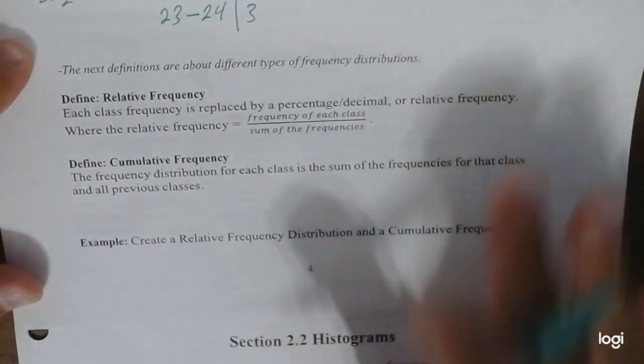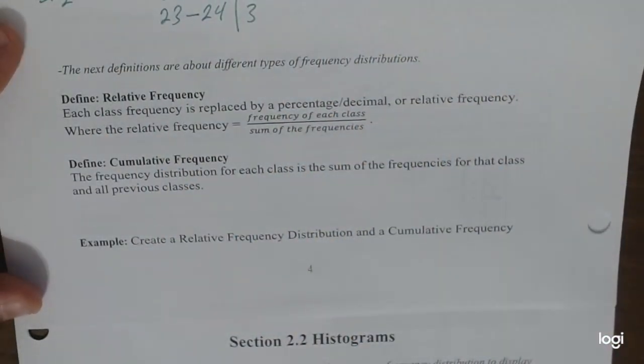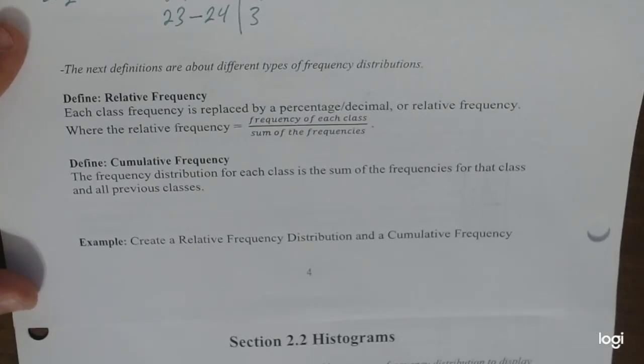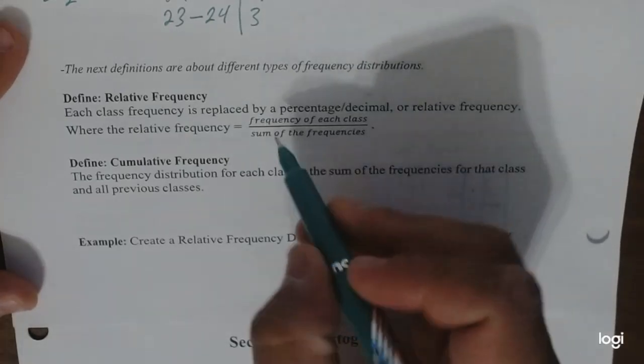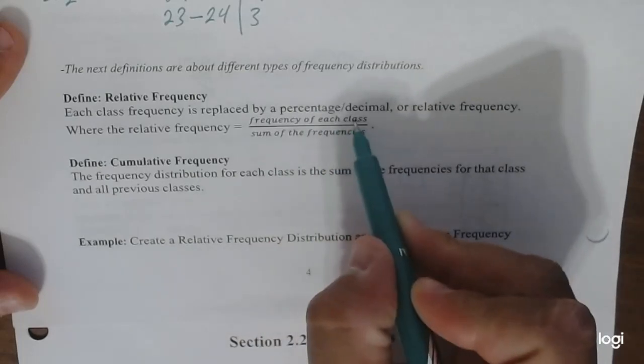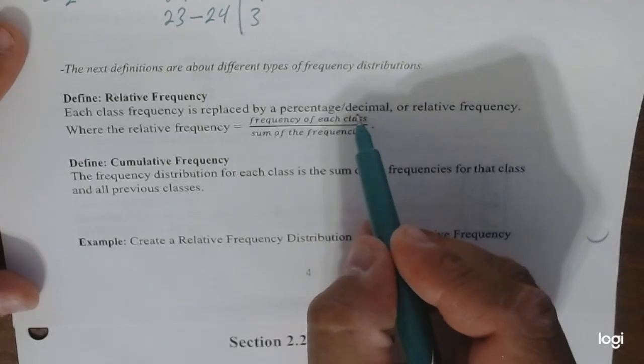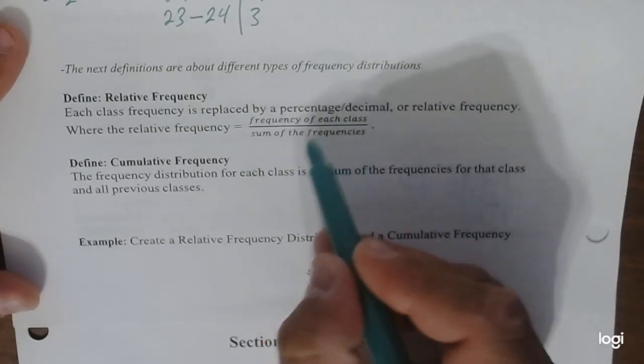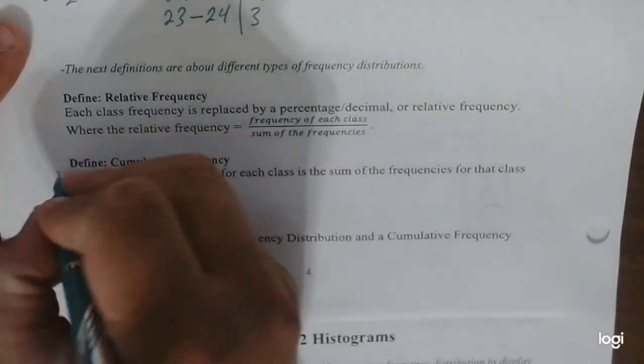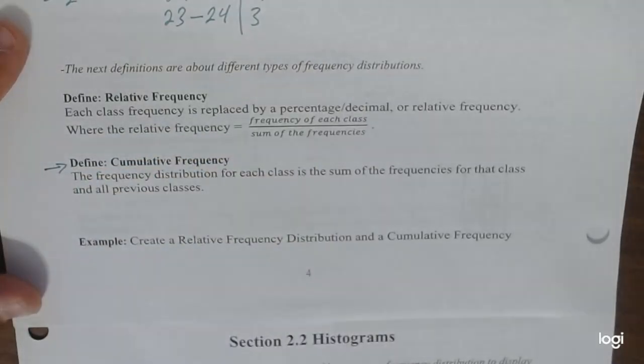So next two is something called a relative frequency and a cumulative frequency. Okay, so relative frequency is each class frequency is replaced by a percentage slash decimal, or a relative frequency. So our relative frequency is represented as the frequency of each class divided by the sum of the frequencies, which means we now get a percentage or a decimal, right? So they're not actual whole numbers anymore, because you're dividing. And a cumulative frequency distribution is the frequency distribution for each class is the sum of the frequencies for that class and all previous classes. Okay, so we'll do an example how these are done in a little bit.